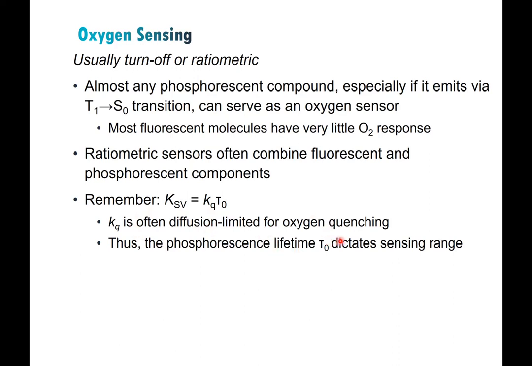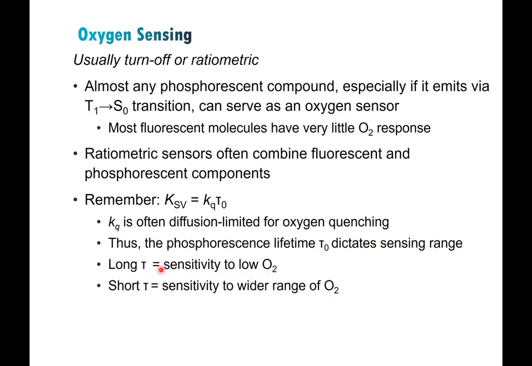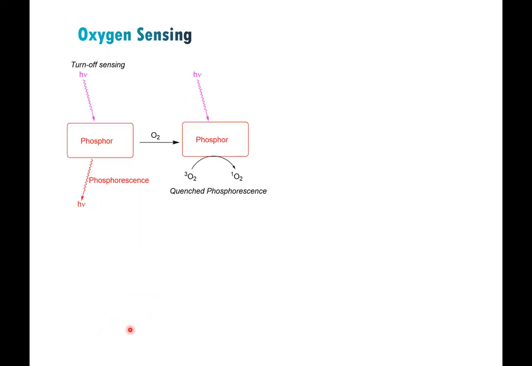So the phosphorescence lifetime that you have, which we've talked about how to measure and what the significance is already, is going to be critically important for determining the range of O2 that you can detect and how sensitive your molecule is to O2, again, given by this Stern-Volmer constant. So in general, if you have a long lifetime, you're going to be sensitive to very low levels of O2. If you have a short lifetime, it won't be as sensitive to low levels, but it'll be able to detect a wider range. So being able to synthetically tune the phosphorescence lifetime is critical for changing the profile of an oxygen sensor that operates via the typical mechanism, whether it's phosphorescent or ratiometric.